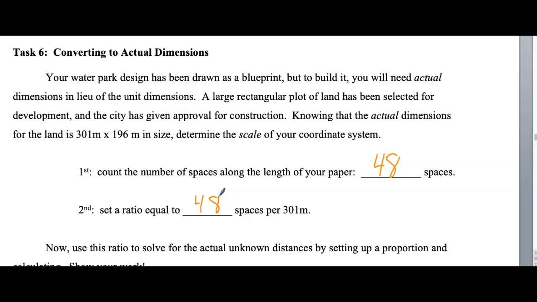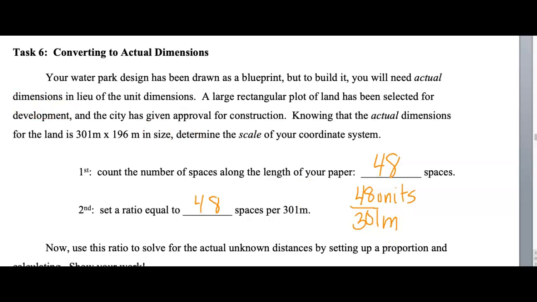If you remember, a ratio is another word for fraction. So we have 48, or division problem, over 301. Make sure that you always write your labels. So this 48 was units, and this 301 is meters. Okay, so that will be the ratio for everyone.